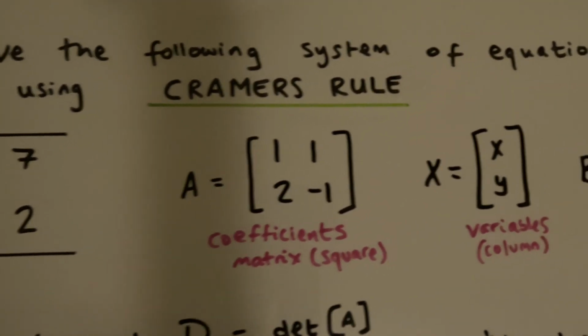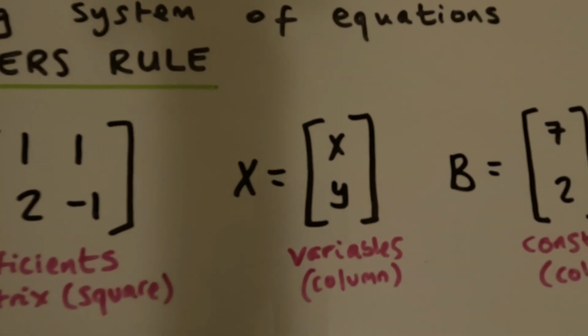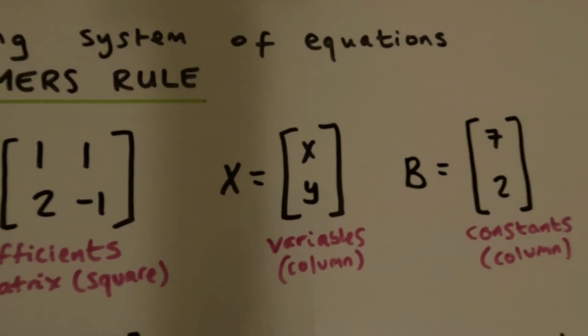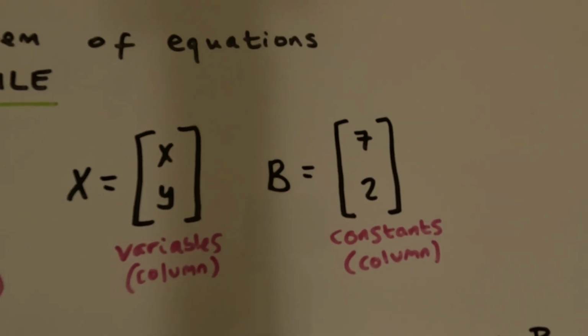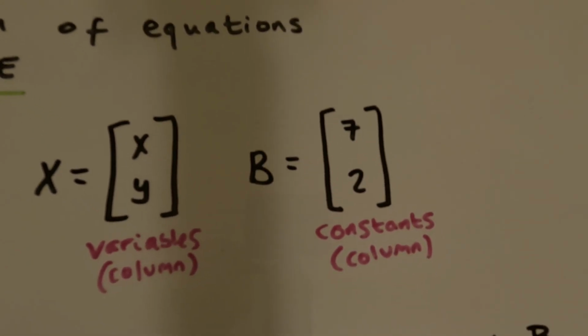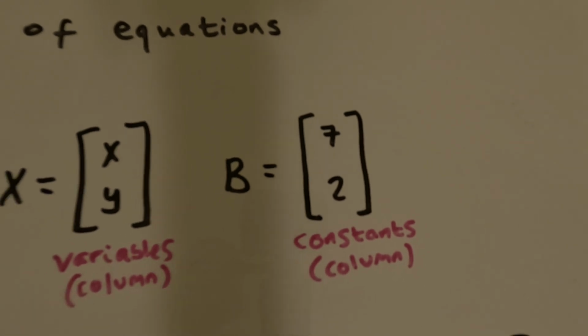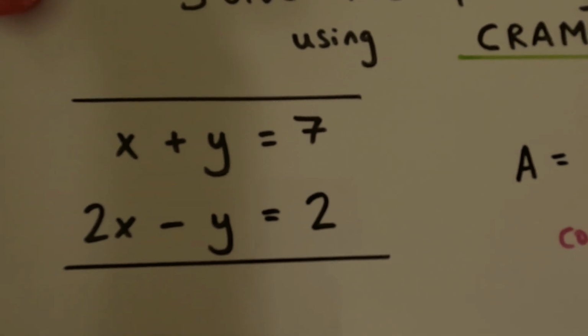We will need a second matrix. I'm going to call it capital X. That's a column matrix for our variables, little x and little y, which we need to find. And a final, third matrix, called capital B. That's a column matrix as well, and that's a constants matrix. So that's the values of the equations, 7 and 2.